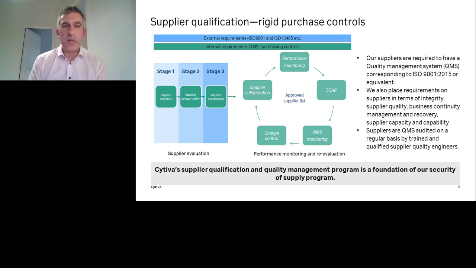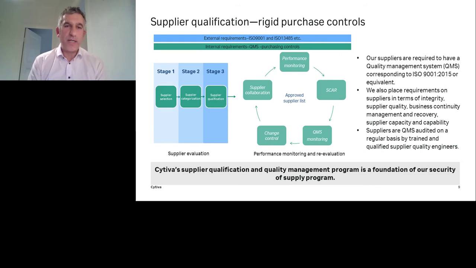The next part of the process is supplier categorization, and this is undertaken by our supplier quality engineering team. And they evaluate suppliers based on the types of components that they're going to produce for us, and produce a risk delineation between the raw materials. And based on that supplier categorization, then the type of supplier qualification process is decided.